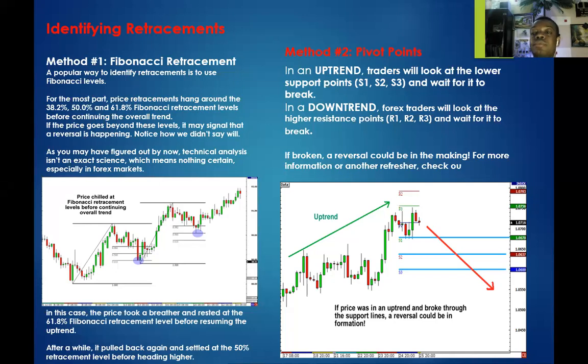Another name, you don't call it retracement, it's a pullback. Then a retracement is when the market is about to resume. Let me explain better so that you understand. This is the market. Let's give an example here. Market is going up.